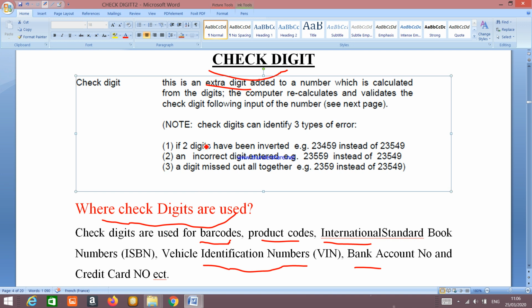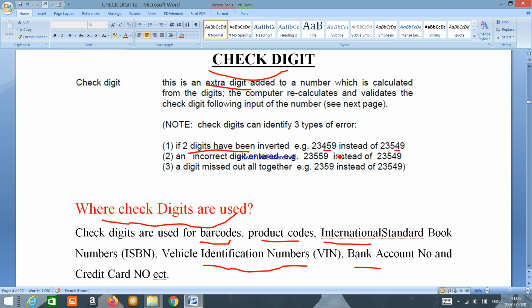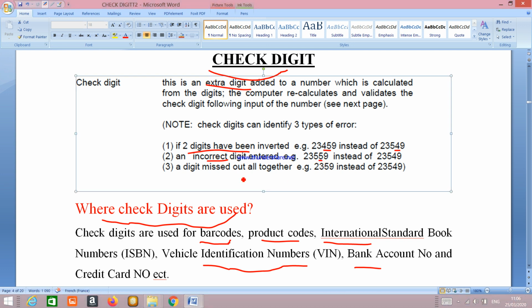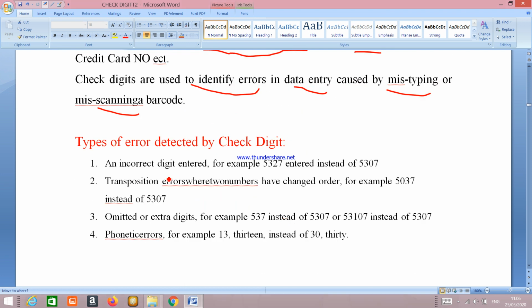So check digit checks if the digits have been inverted. It's called a transposition error. For example, in this case, 5 has been swapped with 4. Or an incorrect digit has been entered, for example, instead of a 5, a 4 has been entered. Or a digit has been missed out, for example, you miss out the 4. So check digit detects errors.